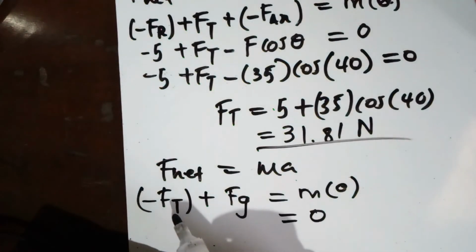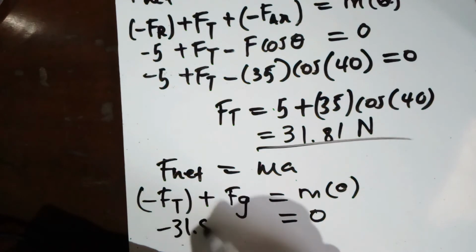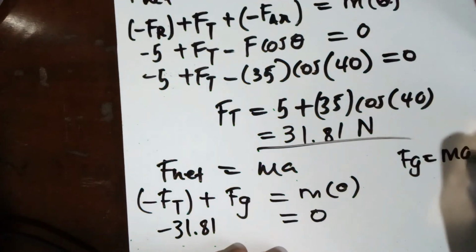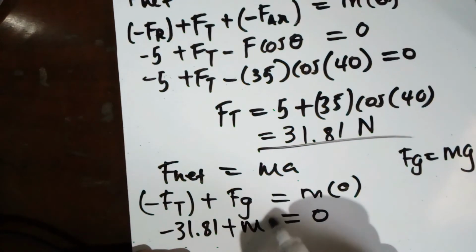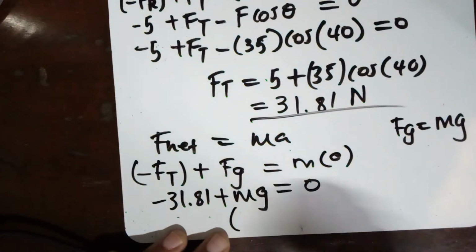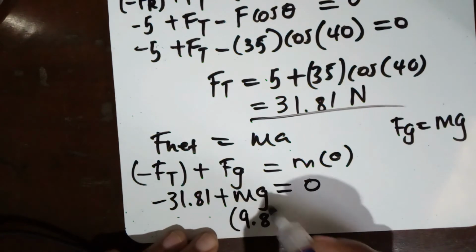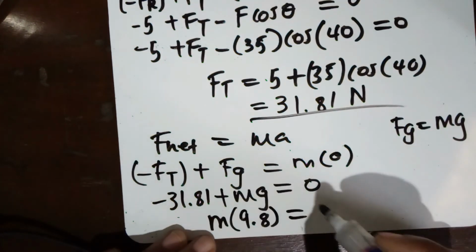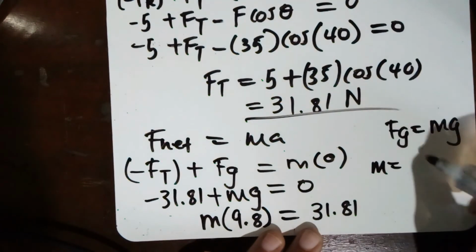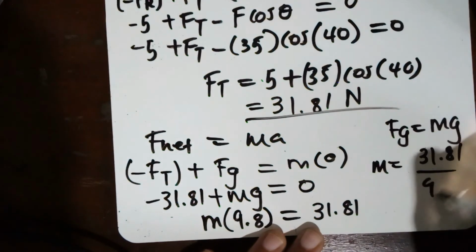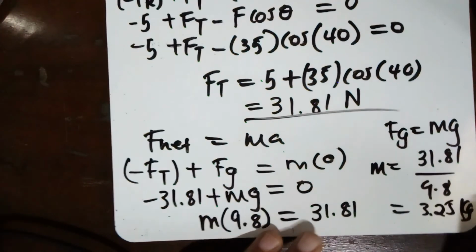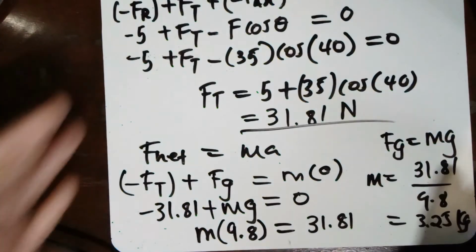We have already found what Ft is. We have minus 31.81, and we know that Fg can be written as mg, which is our weight, plus mg. It's just a matter of taking everything to the other side. We don't know the mass, that's what we're looking for, but we know that g is 9.8, and this entire thing is equal to 31.81. Meaning, to find m, we simply divide 31.81 by 9.8, and it's going to give you a value of 3.25 kg. So now we have found the mass for that.